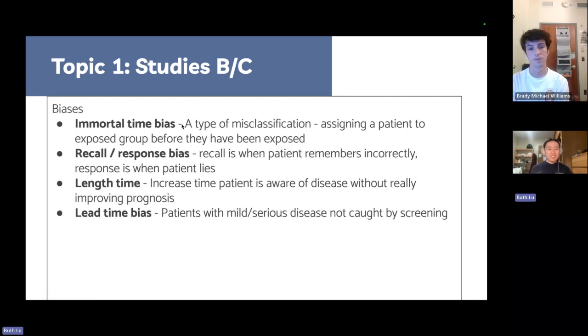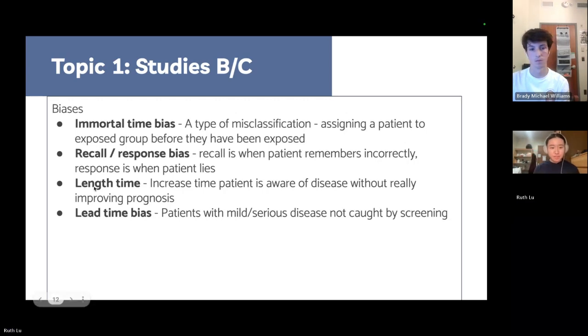And here are some other biases you might encounter. There's immortal time bias, which is a type of misclassification. This is when you assign a patient to an exposed group before they have been exposed. This is a big part of cohort studies when you do the incidence calculation, because part of the incidence calculation is the time between when they got exposed and when they got the case. An example is if you're studying survival time after heart transplant, you don't want to include patients who haven't yet gotten a heart transplant but will soon, because they haven't actually been exposed yet.